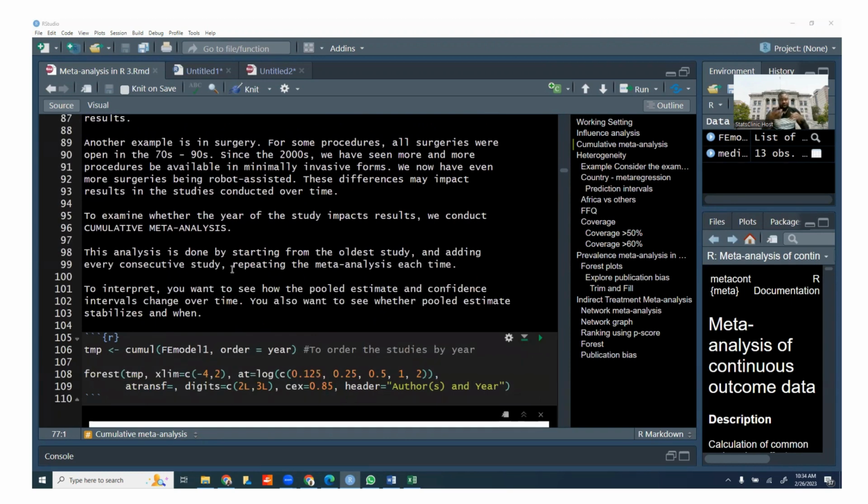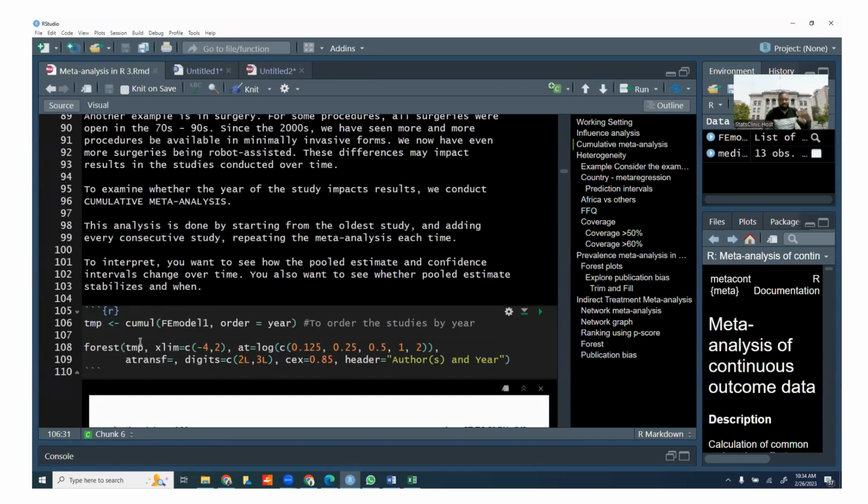Typically, you will first of all order the data set. So this is a chunk of code that first of all orders the data set by year, right? And then you rerun, so you've already run the meta-analysis. You reorder the meta-analysis object, so it's not the full data set that you're reordering. It's the meta-analysis object, FE model 1. And then you repeat the forest plot on this new object that you have sorted, right?